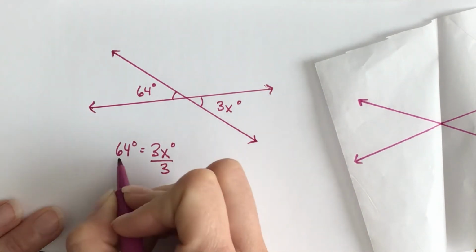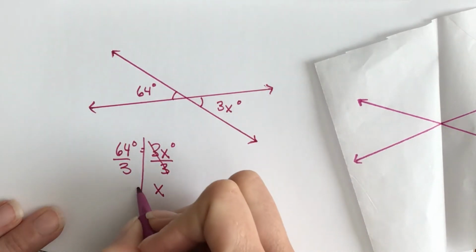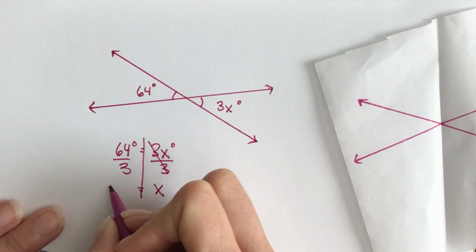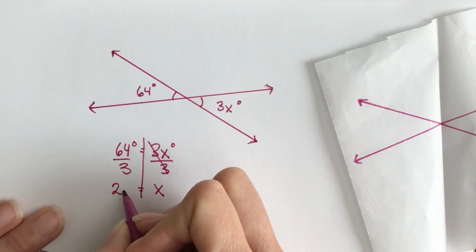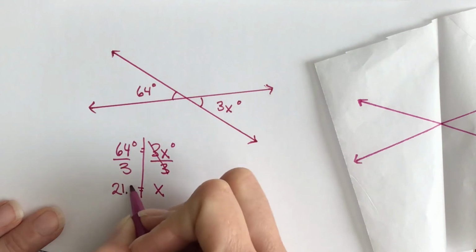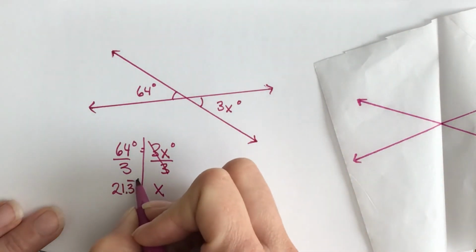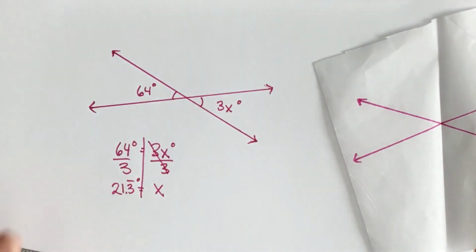We'll divide both sides by 3, and we'll get that x is equal to, what is that going to be? Oh, we're going to get a decimal. This is going to be 21.3 forever. Okay, so that means that x is equal to 21.3 repeating degrees. So we can use what we know about vertical angles to create equations and solve them.